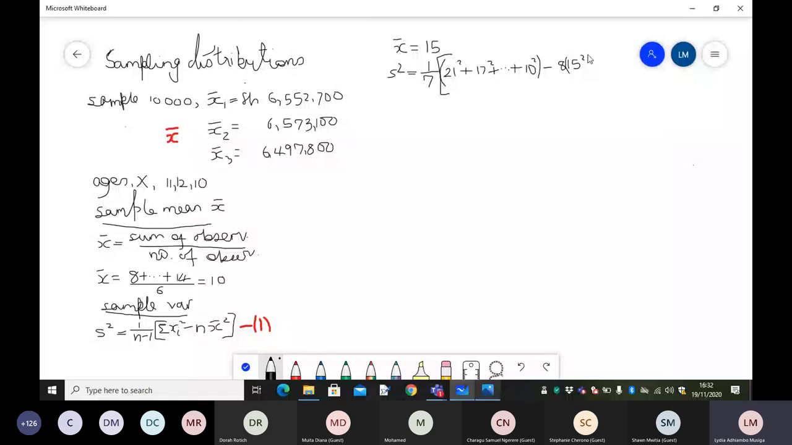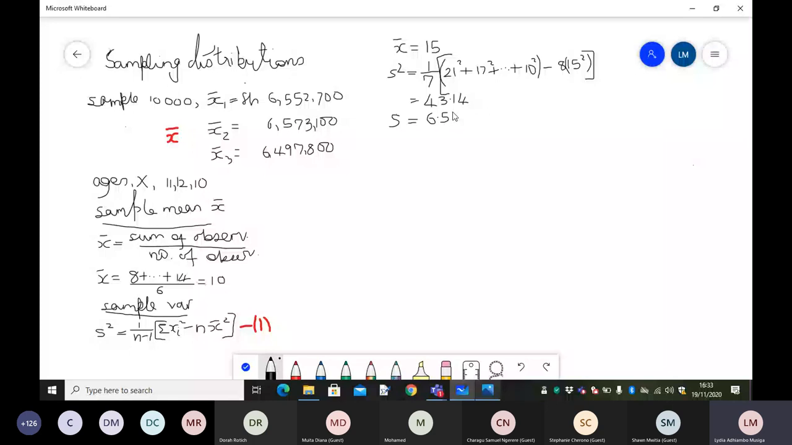And if we perform this operation, we get 43.14. And so the sample deviation, which is the square root of the sample variance, the sample standard deviation, is 6.57. Sample standard deviation is 6.57. So what are we saying here?